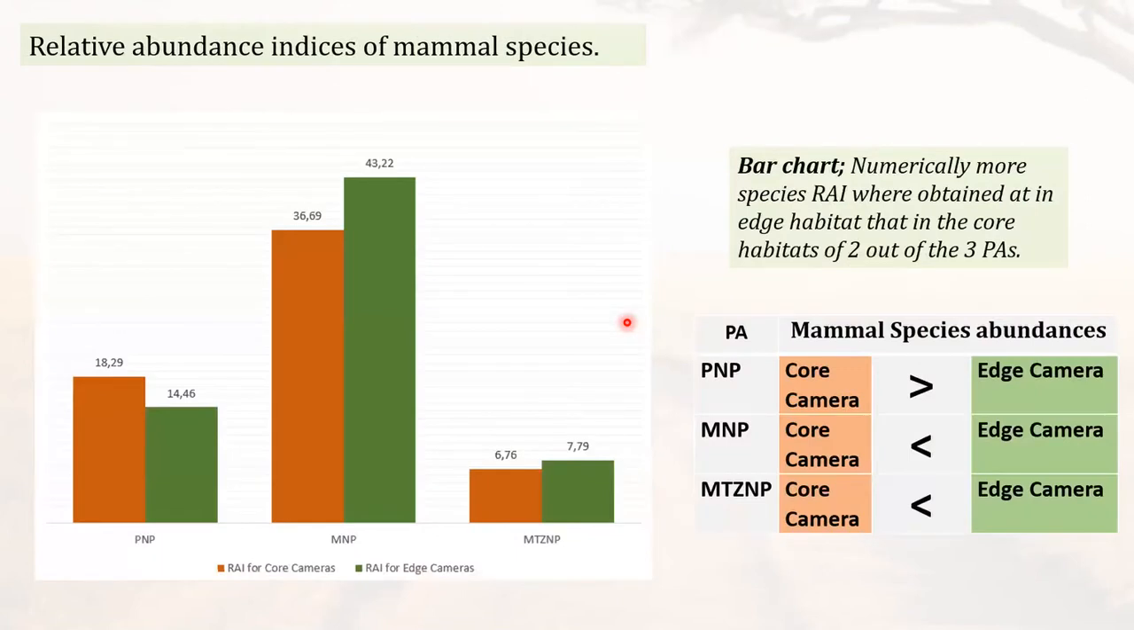And what we found was that the results were not as we expected, because out of the three parks we studied, two of them had core areas with less species abundance than the edge, which was against what we expected. If you look at Mountain Zebra and Madikwe, their edge habitat had more species than the core. It was only Plainsberg which matched our expectation, where the core had more species than the edge.